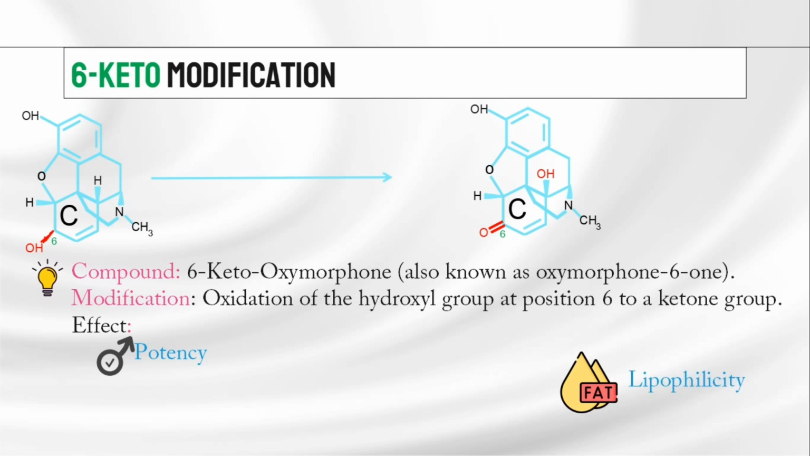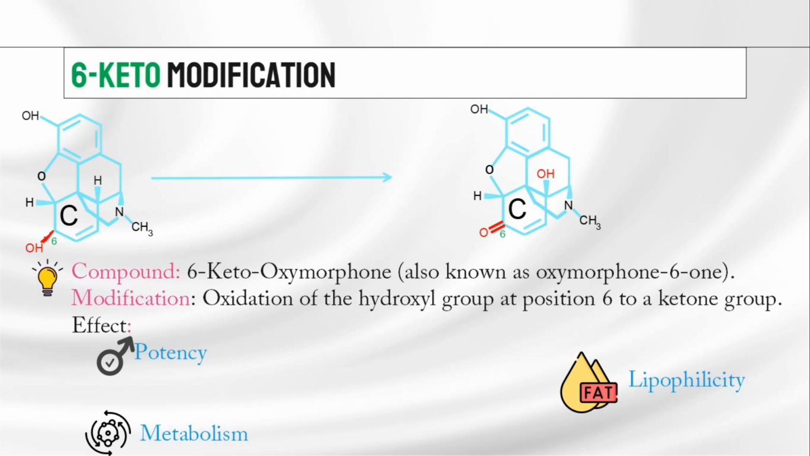This means it can more easily cross the blood-brain barrier, leading to a faster onset of action and potentially more effective pain relief. When it comes to metabolism, 6-keto-oxymorphone does not significantly interact with cytochrome P450 enzymes like CYP3A4, CYP2C9, and CYP2D6. This reduces the risk of drug-drug interactions compared to morphine.